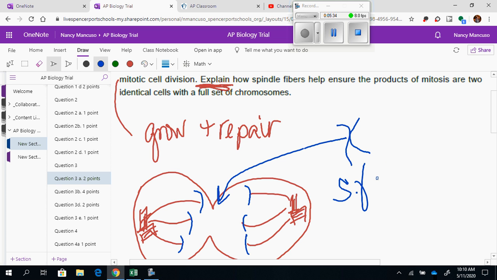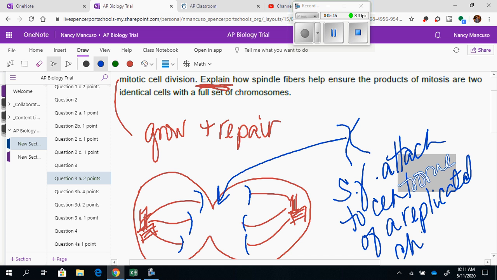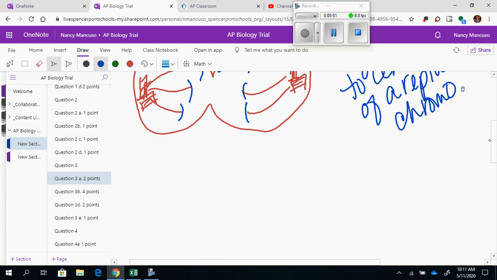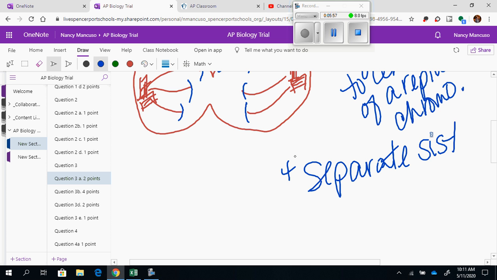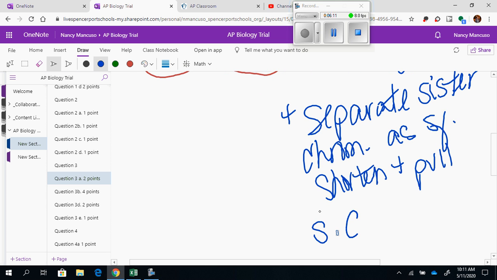So the spindle fibers attach to the centromere of a replicated chromosome, and then they separate the sister chromatids as the spindle fibers shorten and pull the sister chromatids to opposite poles.